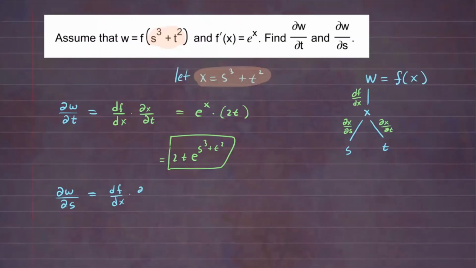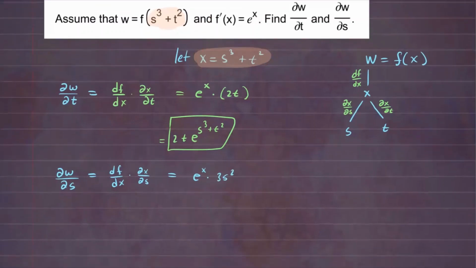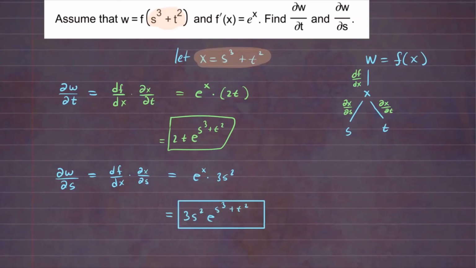So this will be the partial of x with respect to s. So again, the derivative with respect to x is given to us. That's right here. So that is going to be our term that goes here. And then the partial of x with respect to s now. So again, we take this expression, differentiate with respect to s. That will be 3s squared. So that'll be our answer for dw ds. Or if you want, you can plug in x, which is s cubed plus t squared. So we have 3s squared e to the s cubed plus t squared. So that will be our partial derivative of w with respect to s.